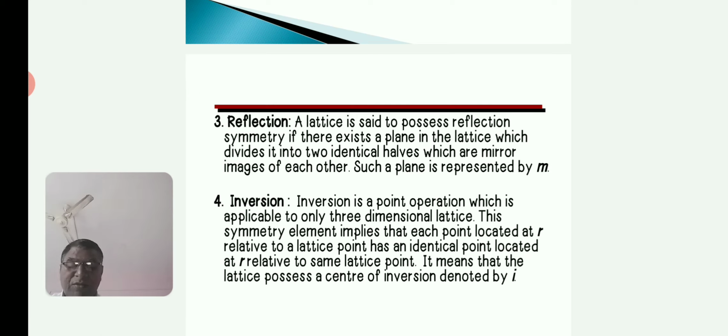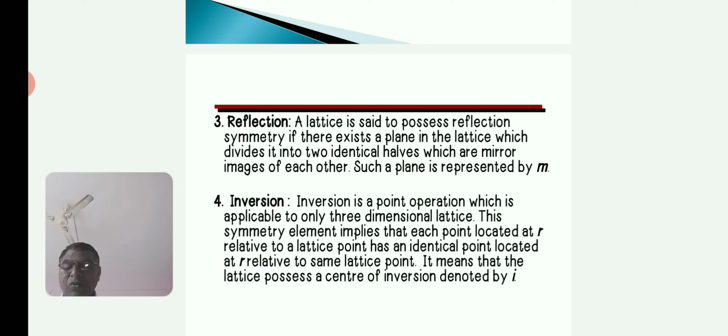A two-dimensional square lattice has four-fold rotation symmetry. It may be noted that a rotation axis may or may not pass through a lattice point. Five-fold rotation is not compatible with translation symmetry operation, and only 1, 2, 3, 4 and 6-fold rotations are permissible. We can prove that matter.